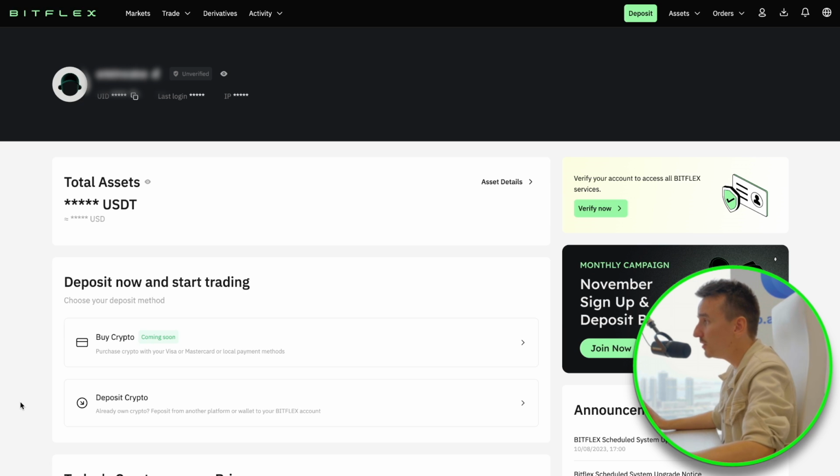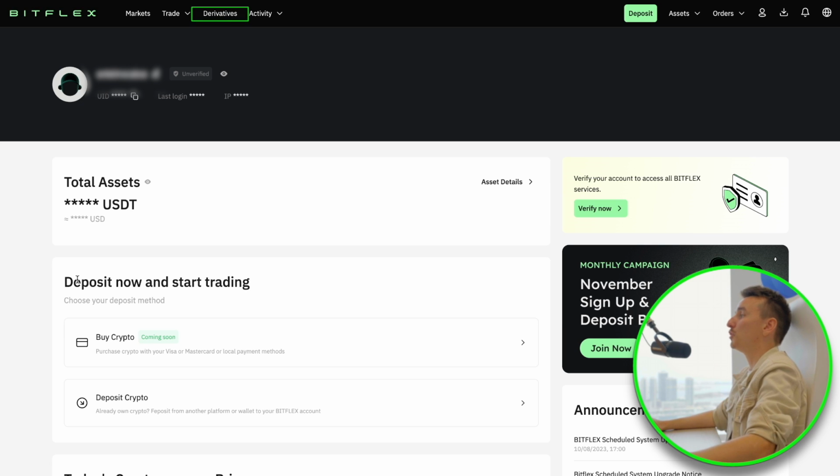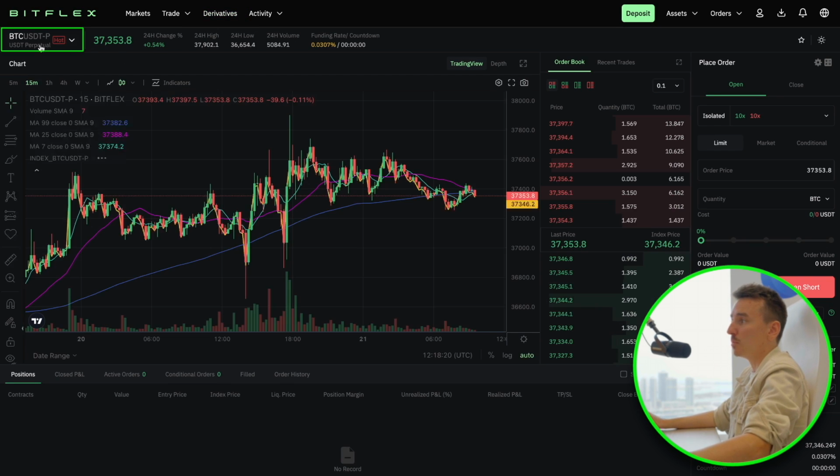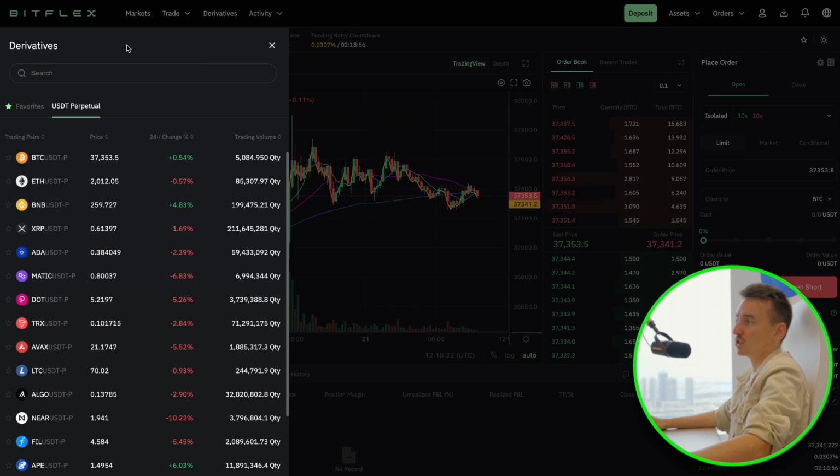So to start derivatives trading on Bitflex, you need to first click on derivatives at the top of your menu bar, click on USDT perpetual, and it will take you to the corresponding trading interface.